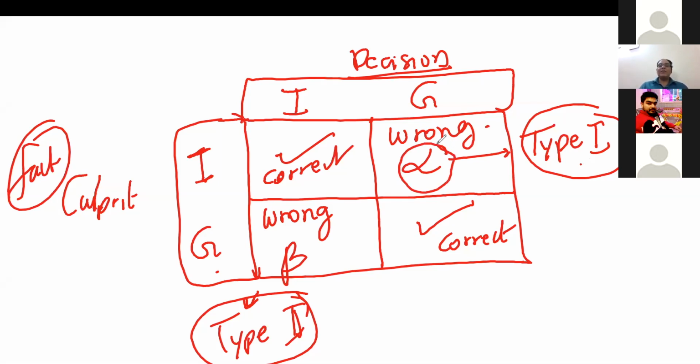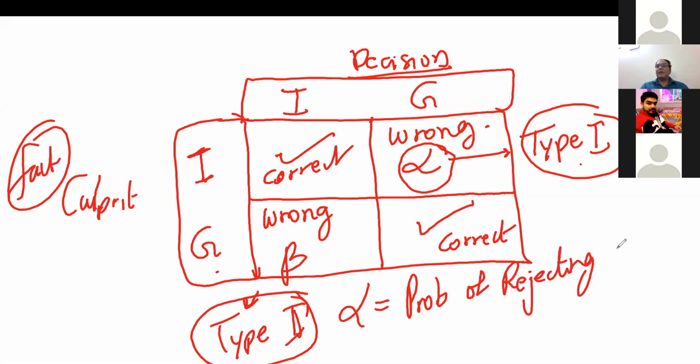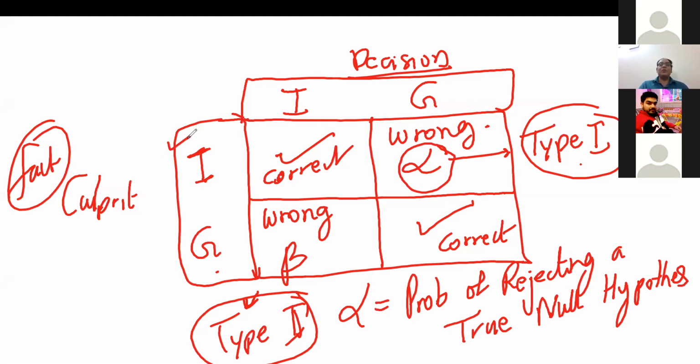And what is the official definition of alpha? Alpha is the probability of rejecting a true null hypothesis. A true null hypothesis, right? So this is the definition of type 1 error: when the null hypothesis is actually true and you are saying that we are rejecting it.